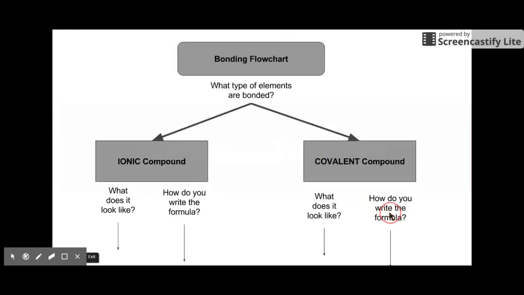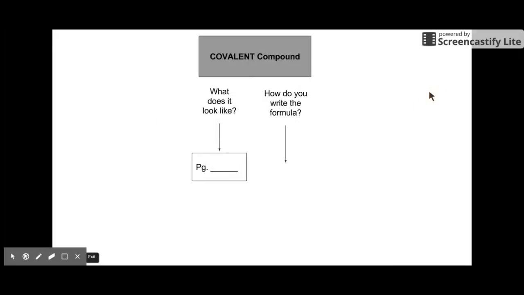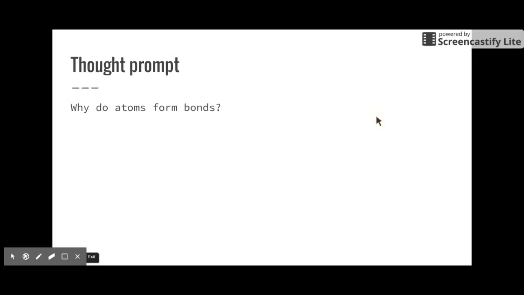All right, let's talk about covalent compounds. So going back to our flowchart, we've talked a lot about metals and nonmetals, and those are ionic compounds. Now I want to talk to you about covalent compounds. Covalent compounds are between two nonmetals, or a nonmetal and another nonmetal. So we're going to talk about two things. What do covalent compounds look like, and how do you write the formulas for covalent compounds? Again, don't worry about these page numbers. They have nothing to do with your class.